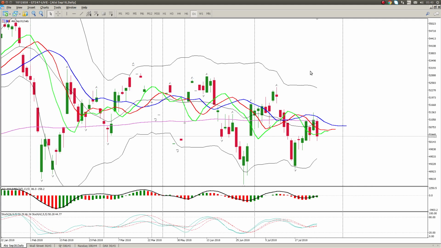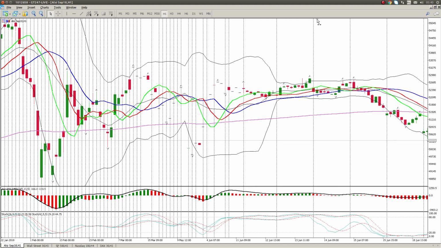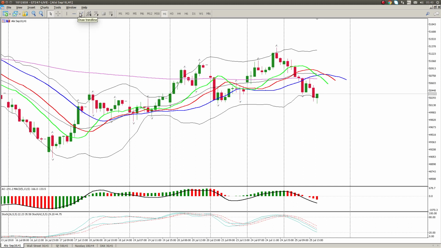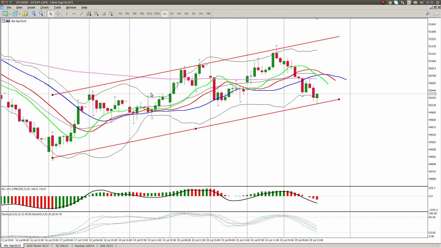So in order to capitalize on that, I'm just going to move off the higher time frames and ignore them completely. Okay, so we'll just use the hour for now. And what I want to do is point out that we potentially have a channel here. We've got 3 touches on the top and now 2 touches on the bottom, and it's an equidistant channel. So this could very well be the channel.